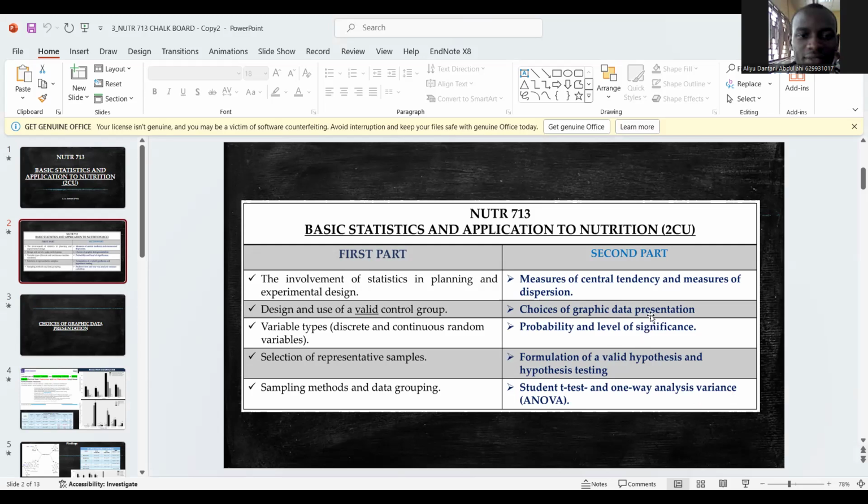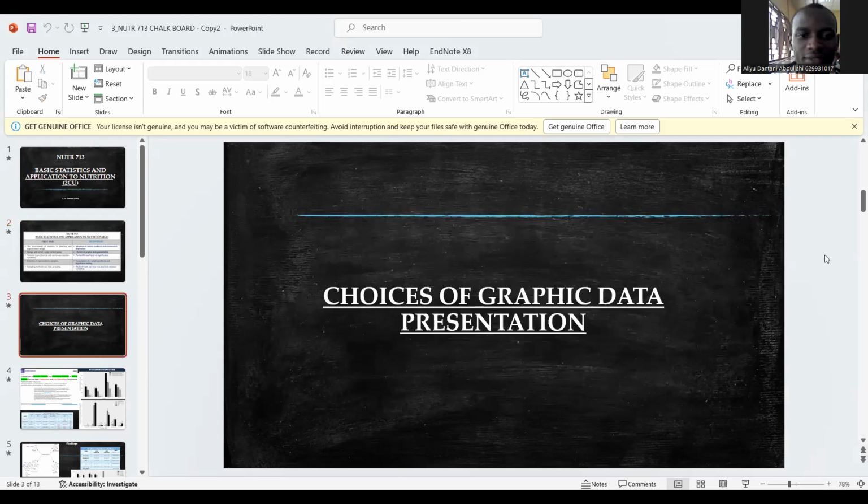So, choices of graphic data presentation. This is not going to be a long lecture, it's just going to open your eyes to the potentials of using basic softwares and sophisticated softwares to sell your data to a public, right?